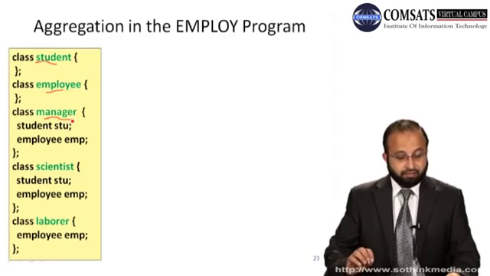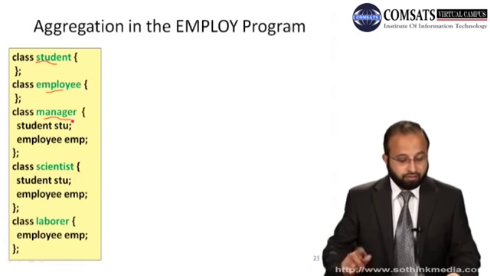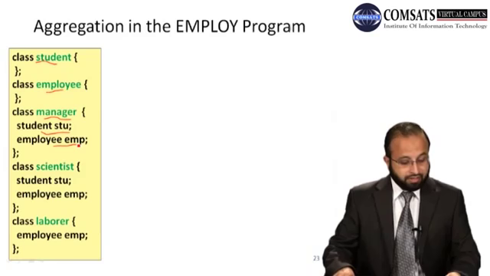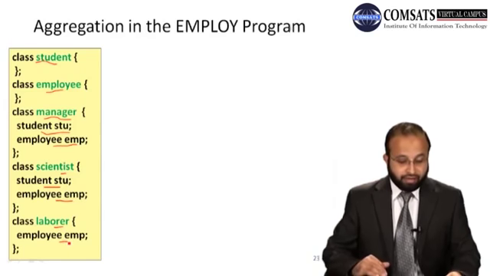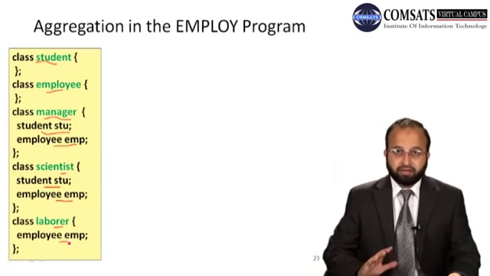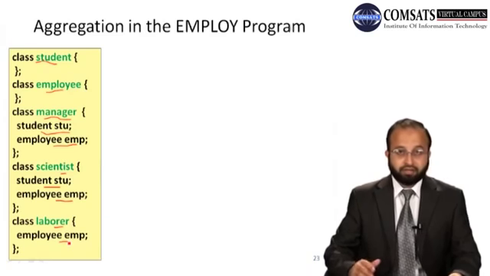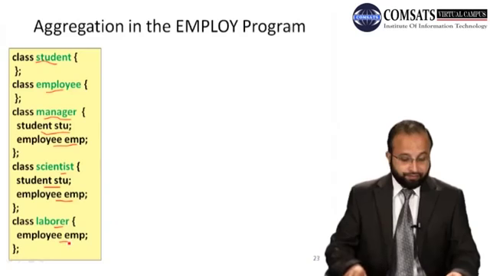We haven't written that manager is inherited from employee and student. Instead of that, we create an object of student and employee within the manager class, right? Similarly, in the scientist class you created an object of the student class and an object of the employee class, and similarly in the laborer class you created an object of the employee class. Instead of using inheritance, now you use aggregation here, right, and that is called the aggregation. Manager has a student, manager has an employee, right?